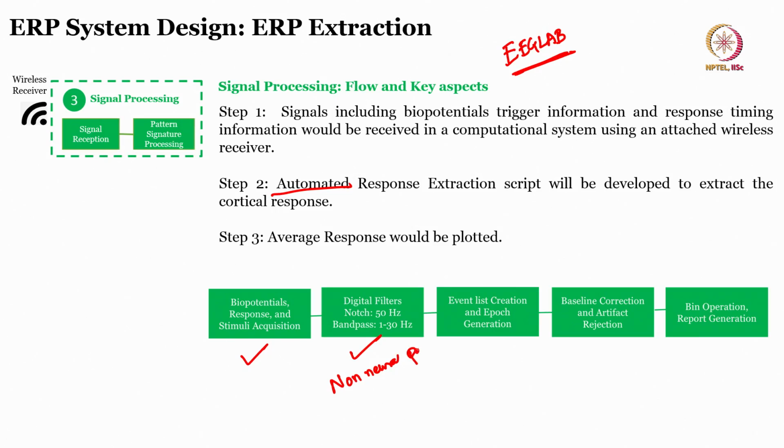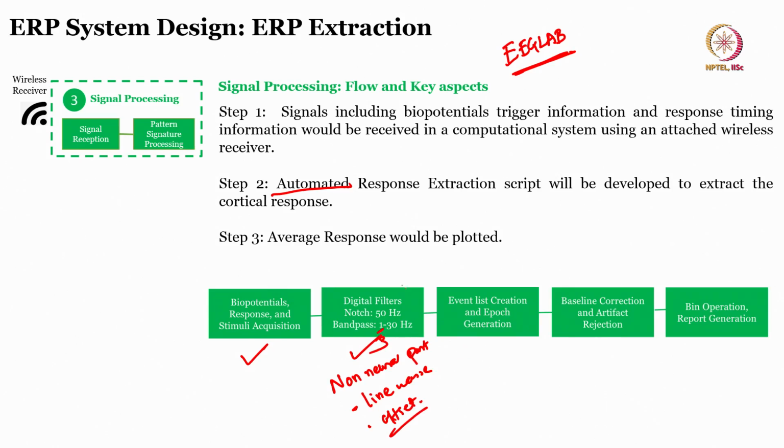Non-neural part. What is the non-neural part? It can be line noise, some offset. That's why you will not take 0 hertz. You can start from 1, or even you can start with 3, okay, to remove all the low noise drifts.